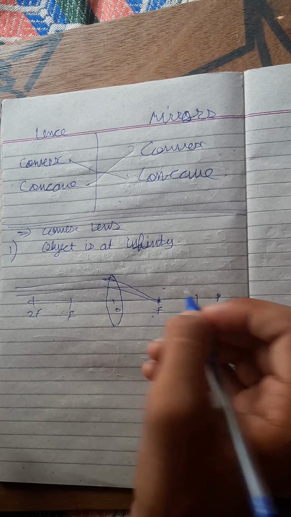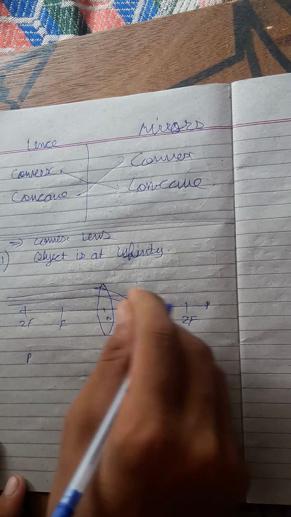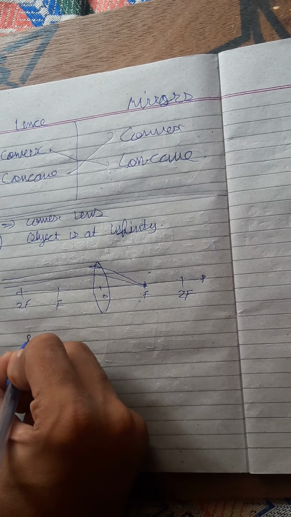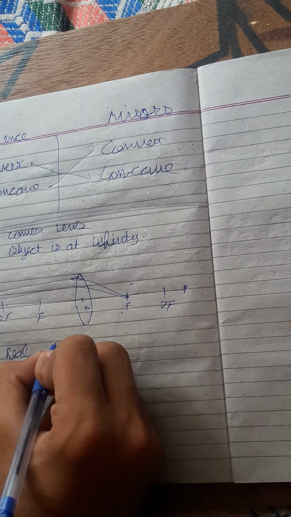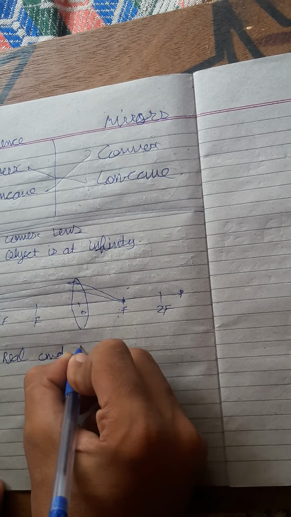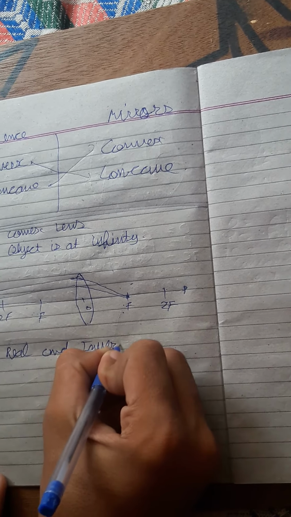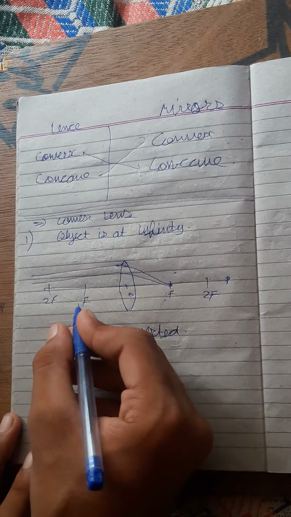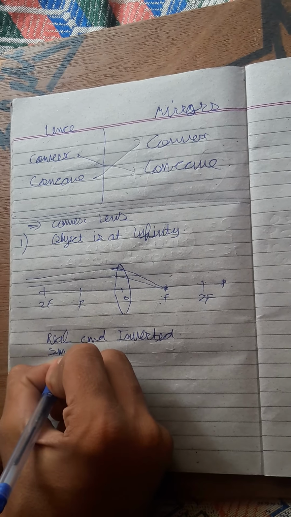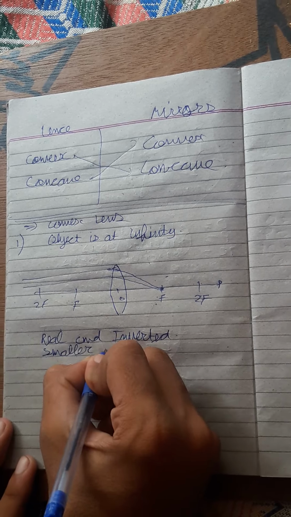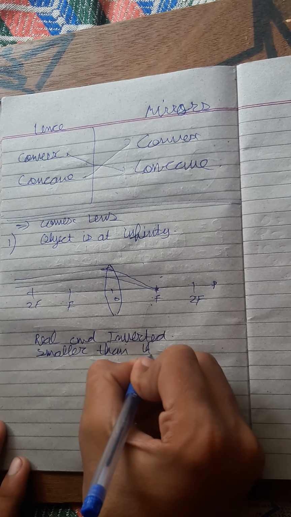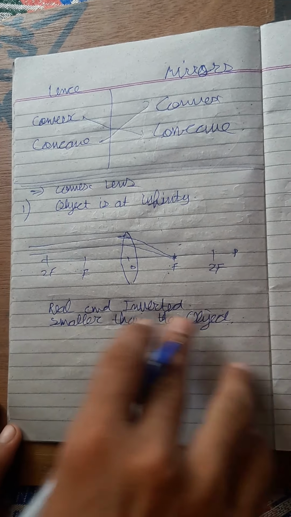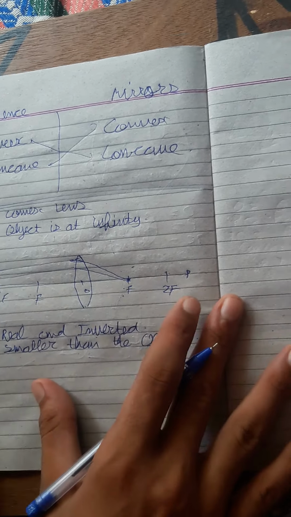So what type of image is formed? It is a real image, formed for real, not just imagined, and it is inverted. It is very small, just like a point size. That is, it is also smaller than the object.